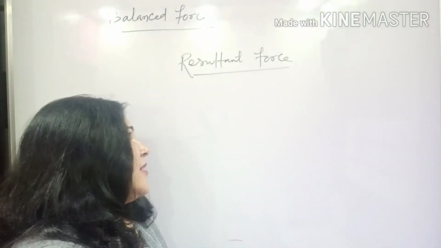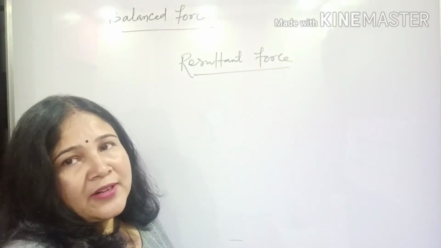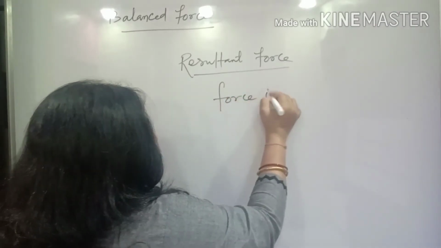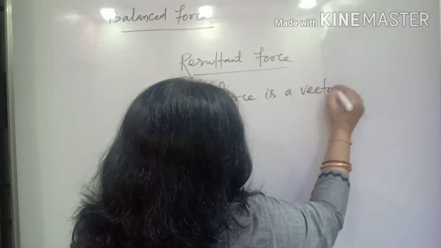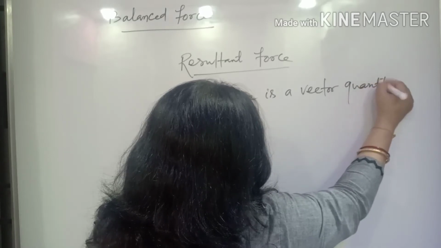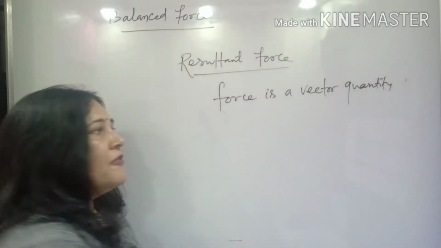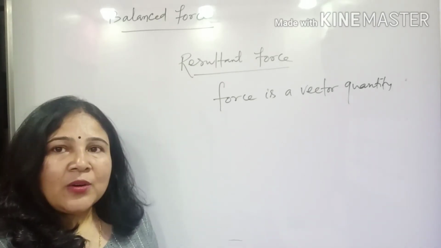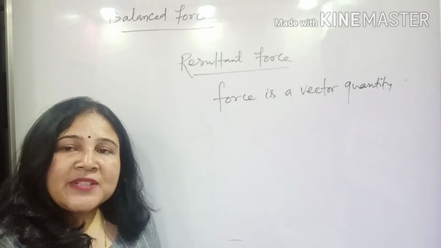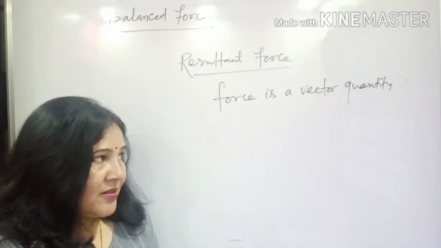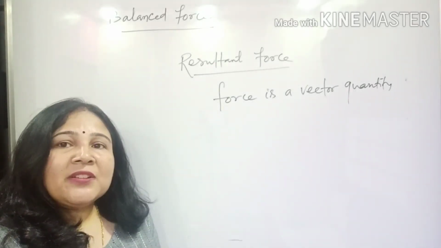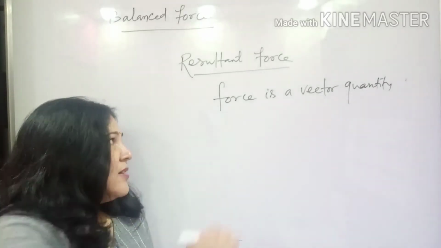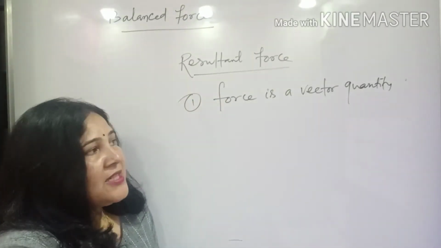What is resultant force? First, is force a scalar or a vector? Yes, force is a vector quantity, and we all know what a vector is. A vector is that which has magnitude as well as direction. So force comes under vectors, which means it has magnitude as well as direction. This is one aspect of force.